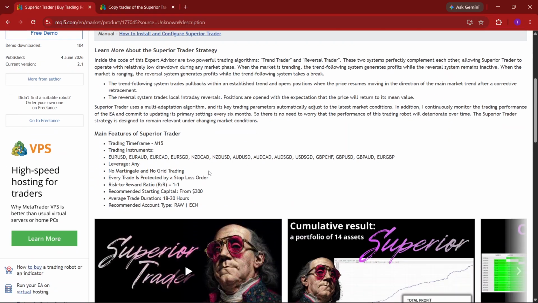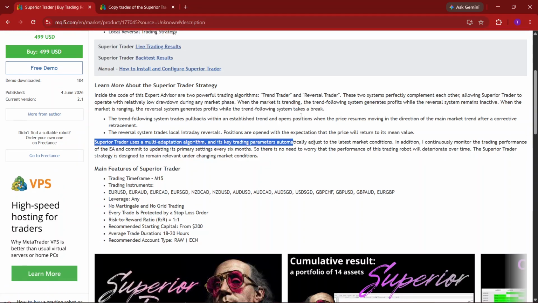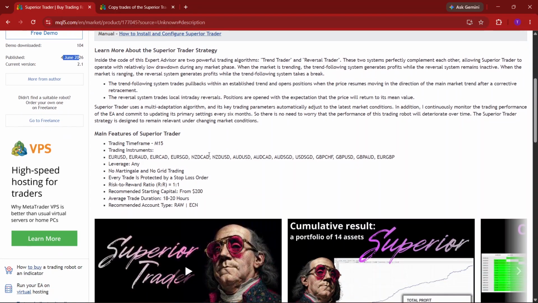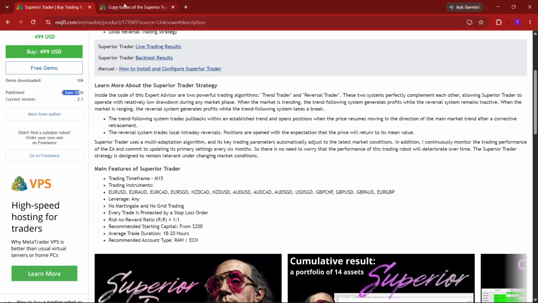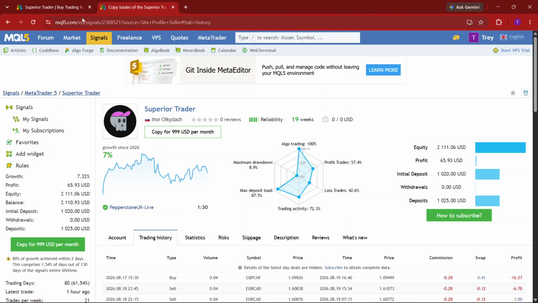Now, he also talks about a multi-adaptation algorithm that automatically adjusts key parameters to recent market conditions. And he says he personally monitors performance and updates the main settings every 6 months so the robot doesn't go stale. Now, it was published in June 2026, so we don't know about that. This is version 2.1 right now. And the live signal that is attached has been running since April 2026.